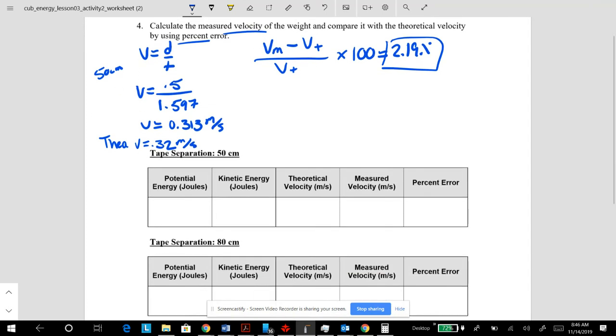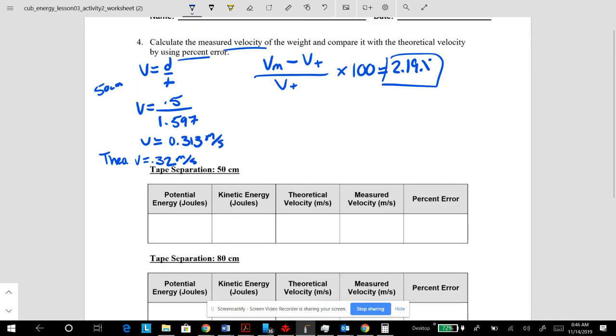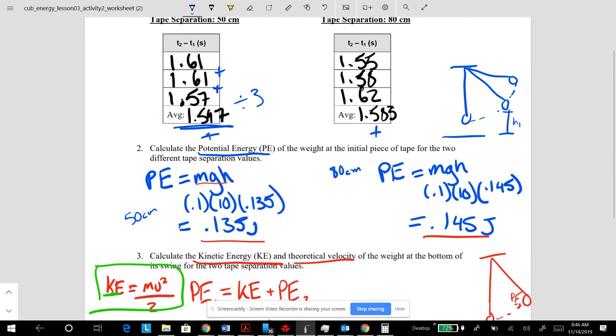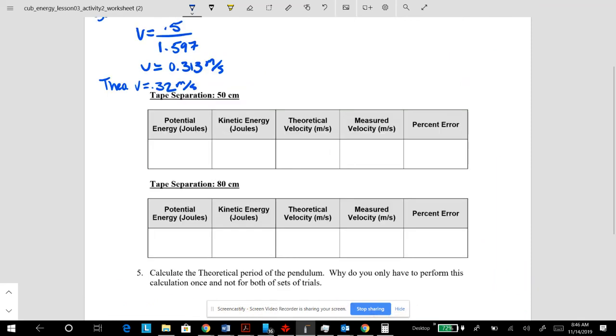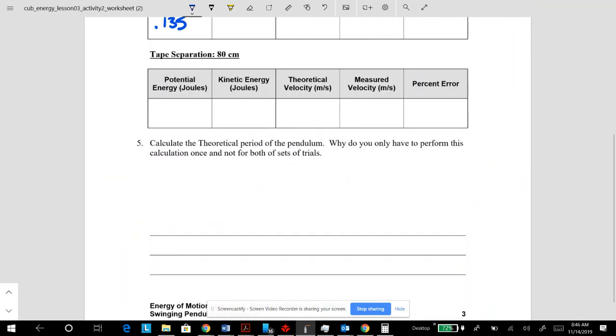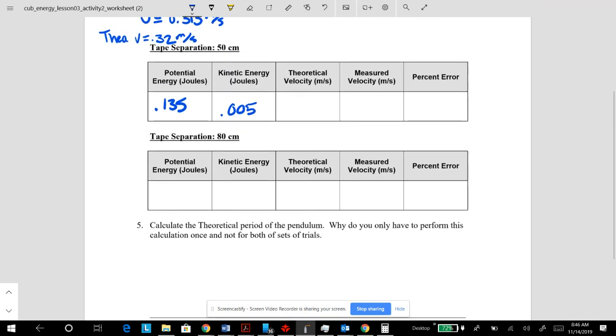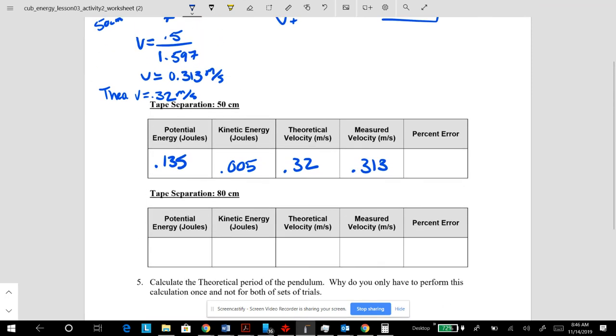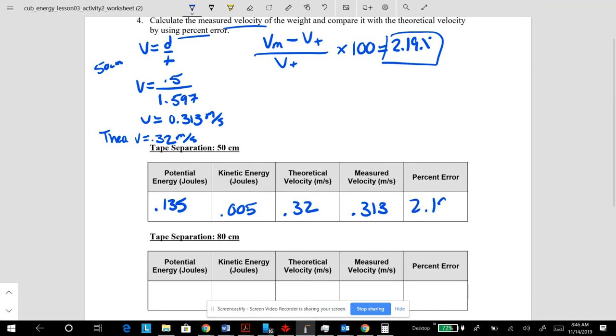So now I can fill up this top part. I'll let you guys figure out the 80 centimeter part. I've already been through a lot of the math for the 80 centimeter. I'm going to leave the rest of it up to you guys to figure out. It's the same process though, same math, same everything. So now I'm just going to fill in this table. I figured out potential energy of the 50 centimeter as 0.135. My kinetic energy was 0.005. My theoretical velocity was 0.32. My measured velocity was 0.313, and my percent error was 2.19.